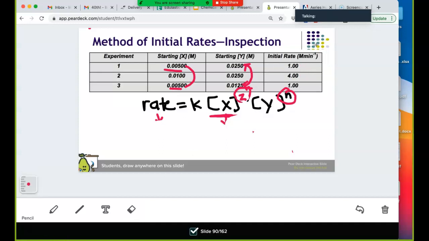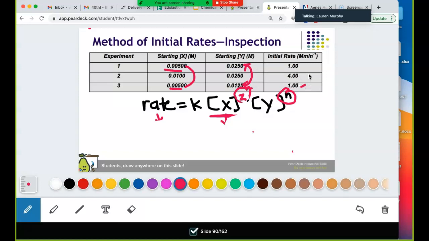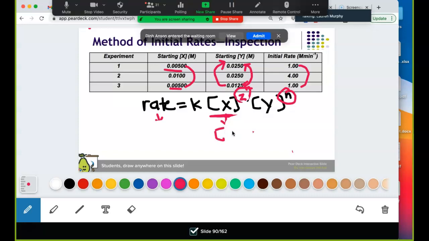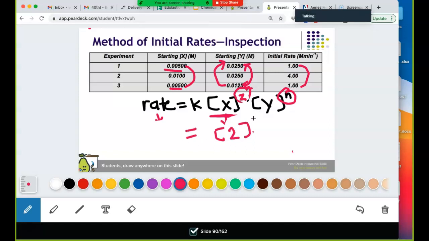So I'm going to look at it a specific way because it's going to make my life easier. So from 0.0125 to 0.025, the concentration of Y is doubling. Is that right? Okay. The concentration of Y is doubling. I don't know its order yet. What is the rate doing?